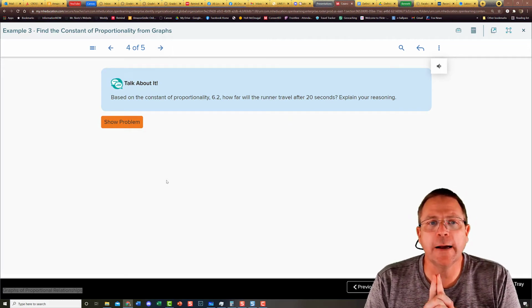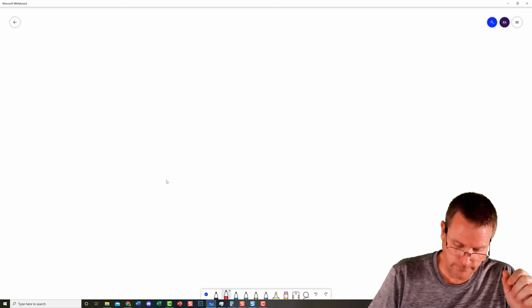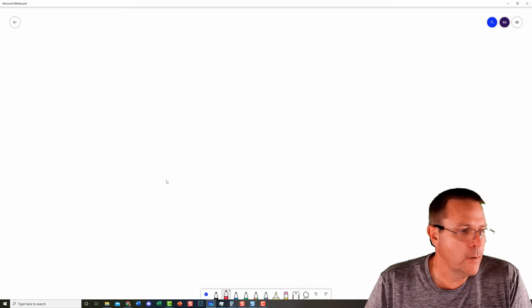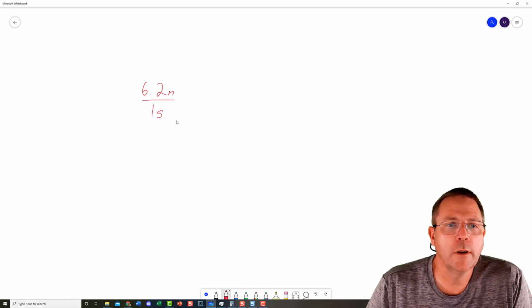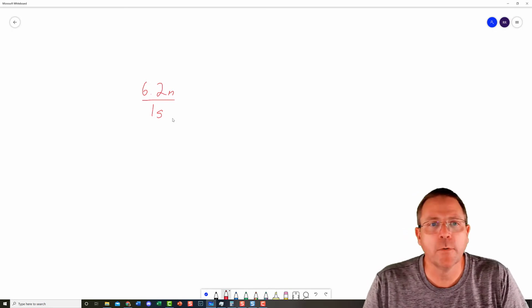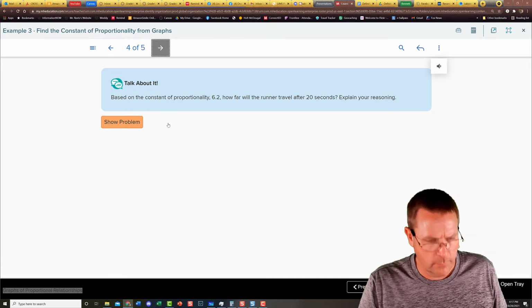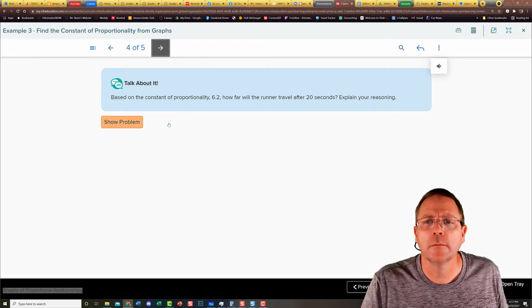Based on the constant of proportionality, 6.2, how far will the runner travel after 20 seconds? Pause the recording. Solve it. Explain your reasoning. Now when I solve this problem, I'm going to set it up as a ratio: 6.2 meters in 1 second. From here, meters per second. Yep.